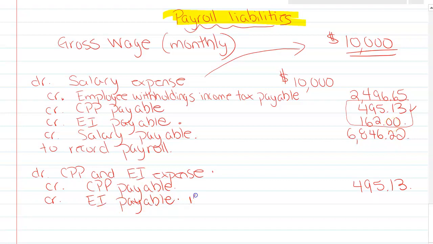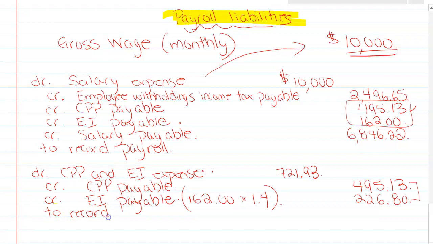And not the 162. Remember what I said about EI? You take 1.4. So the employer is responsible for paying 1.4 times the EI. So that's $226.8. And so then when I add those two together, the CPP and EI expense is $721.93. So I'll just say to record employer share of CPP and EI.